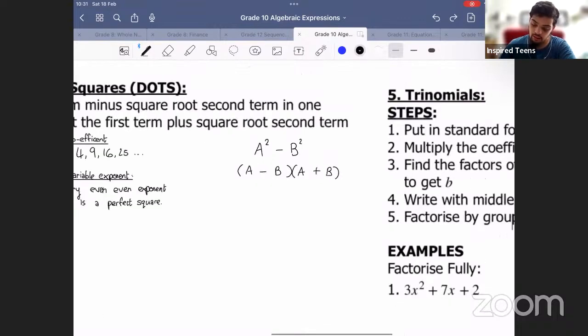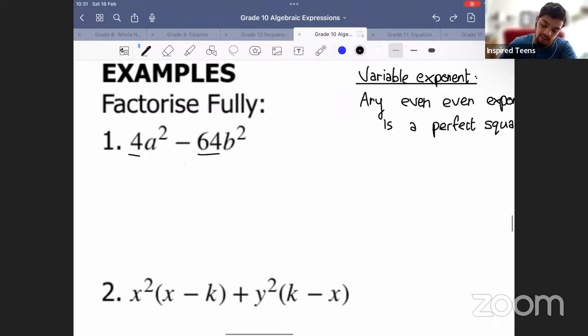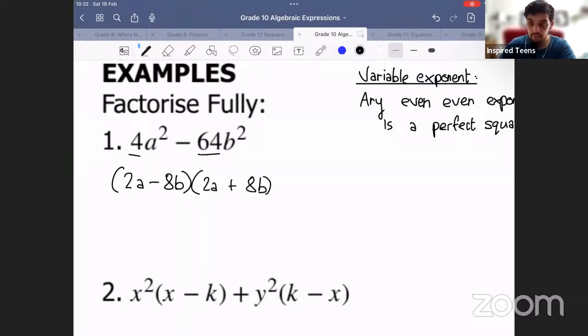Okay. So now in this case, remember this part, this is like our a squared. So I need to square root 4a squared. The square root of 4 is 2. The square root of a squared is actually a. Minus, what's the square root of 64? 8, I think. And the square root of b squared is b. And then we're going to have the exact same thing, 2a plus 8b.